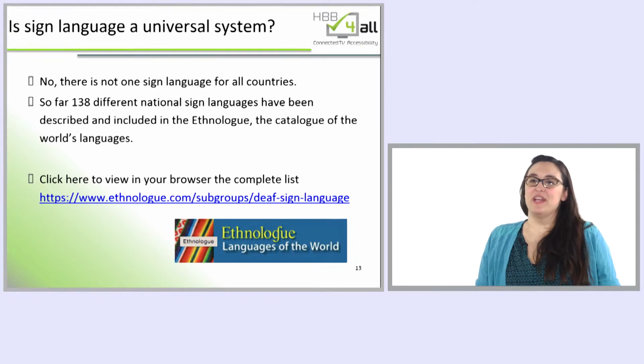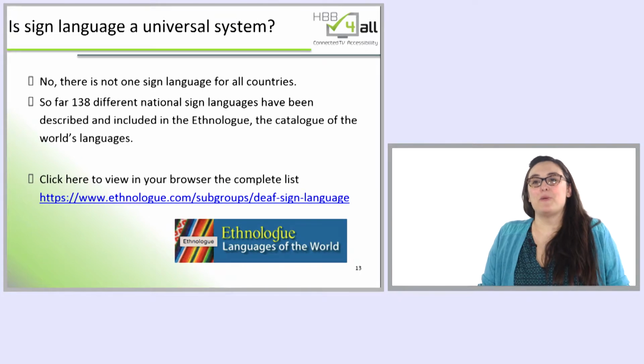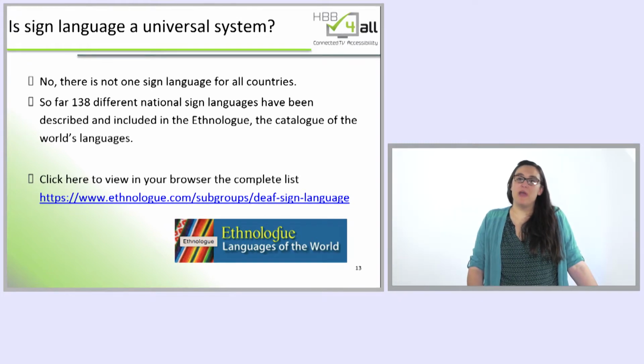So this question, is sign language a universal system, is probably one of the misconceptions that are widely accepted. But no, this is not the case. There is not only one sign language for all countries. So far, linguists have described 138 different national sign languages, and they have been included in Ethnologue, which is the catalog of the world's languages. Here you can find the web link to access the complete list and some basic information about these different sign languages. Of course, we expect that more sign languages are described and discovered as linguistic research about the deaf communities around the world is continued and developed.